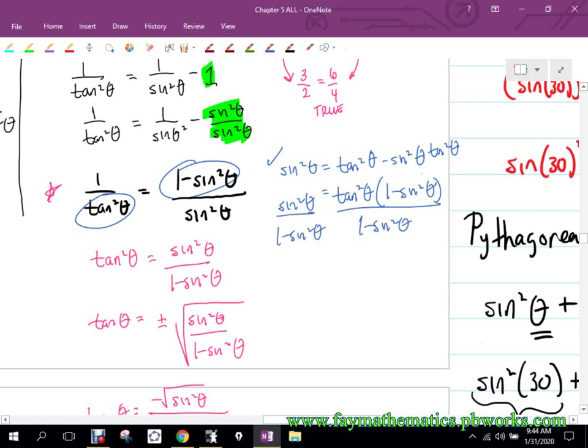And does that then leave me with just the tangent squared on the left-hand side in this case, sine squared over 1 minus sine squared? Is that the same thing as that right there? Yeah. A different route to do it.